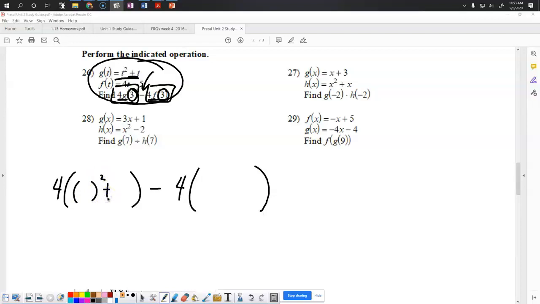So the g function is t squared plus t, and we're plugging in 3 for that. The f function is 4t, looks like minus 5, and we're plugging in 3 there. So plugging 3 into the g function, we get 9 plus 3 is 12.